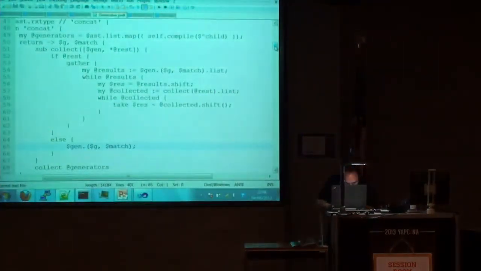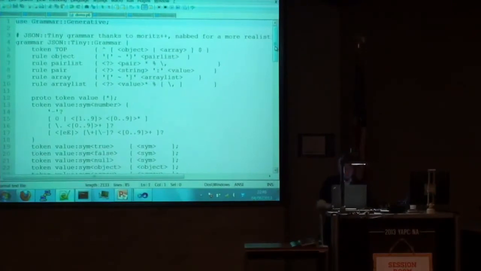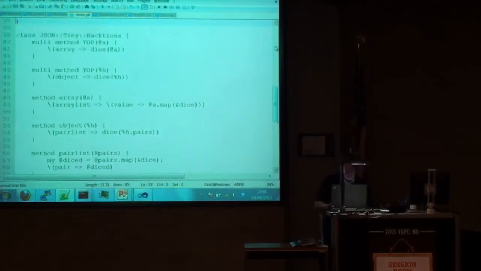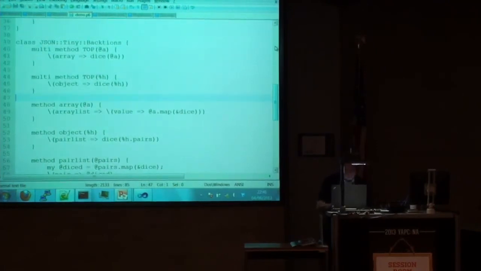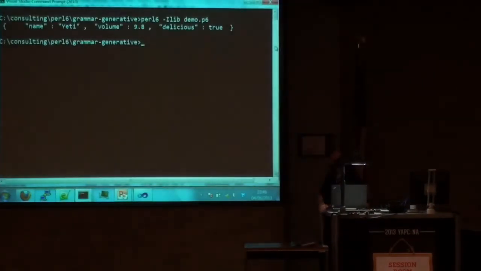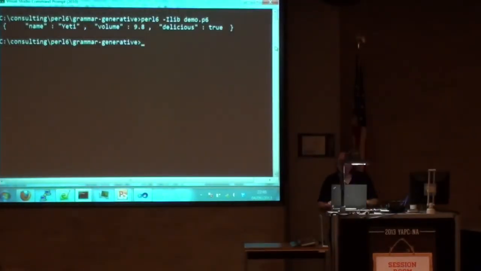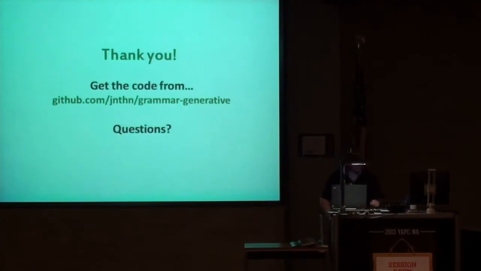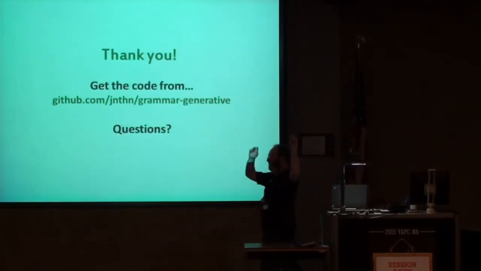So the demo script is just the grammar and the actions, the backtions even. So here they all are. Fractions? And there's the little line at the bottom. Okay, there it is. So there we have it. Thank you very much. That's how you turn grammars around.